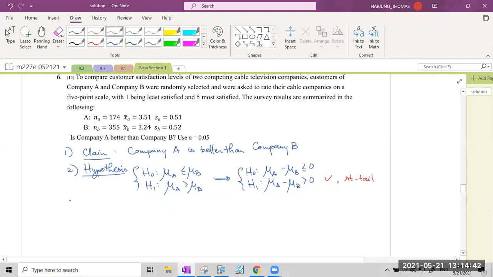Step 3, test statistic. T equals XA bar 3.51 minus XB bar 3.24 minus (mu A minus mu B) over square root of variance of the first group over 174 plus variance of the second group over 355.